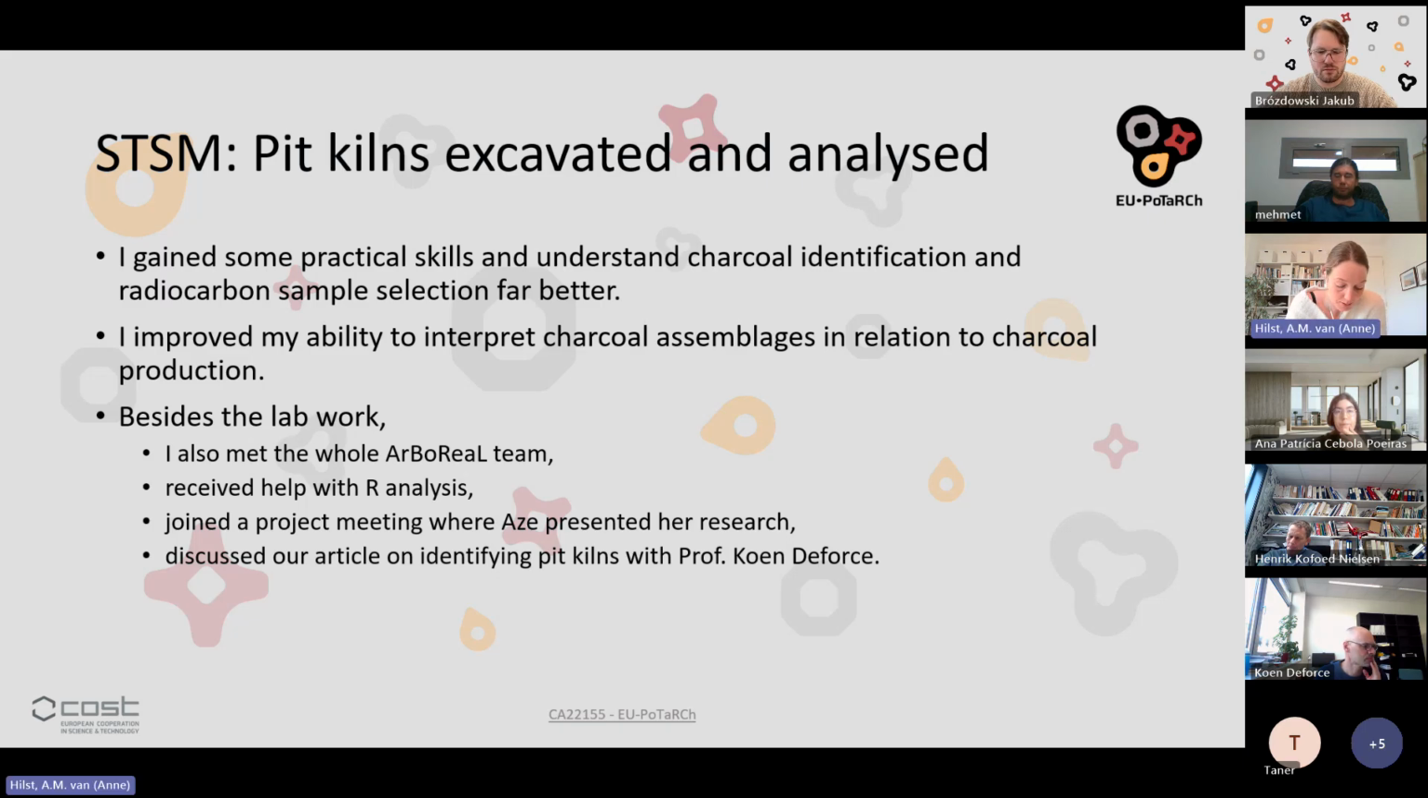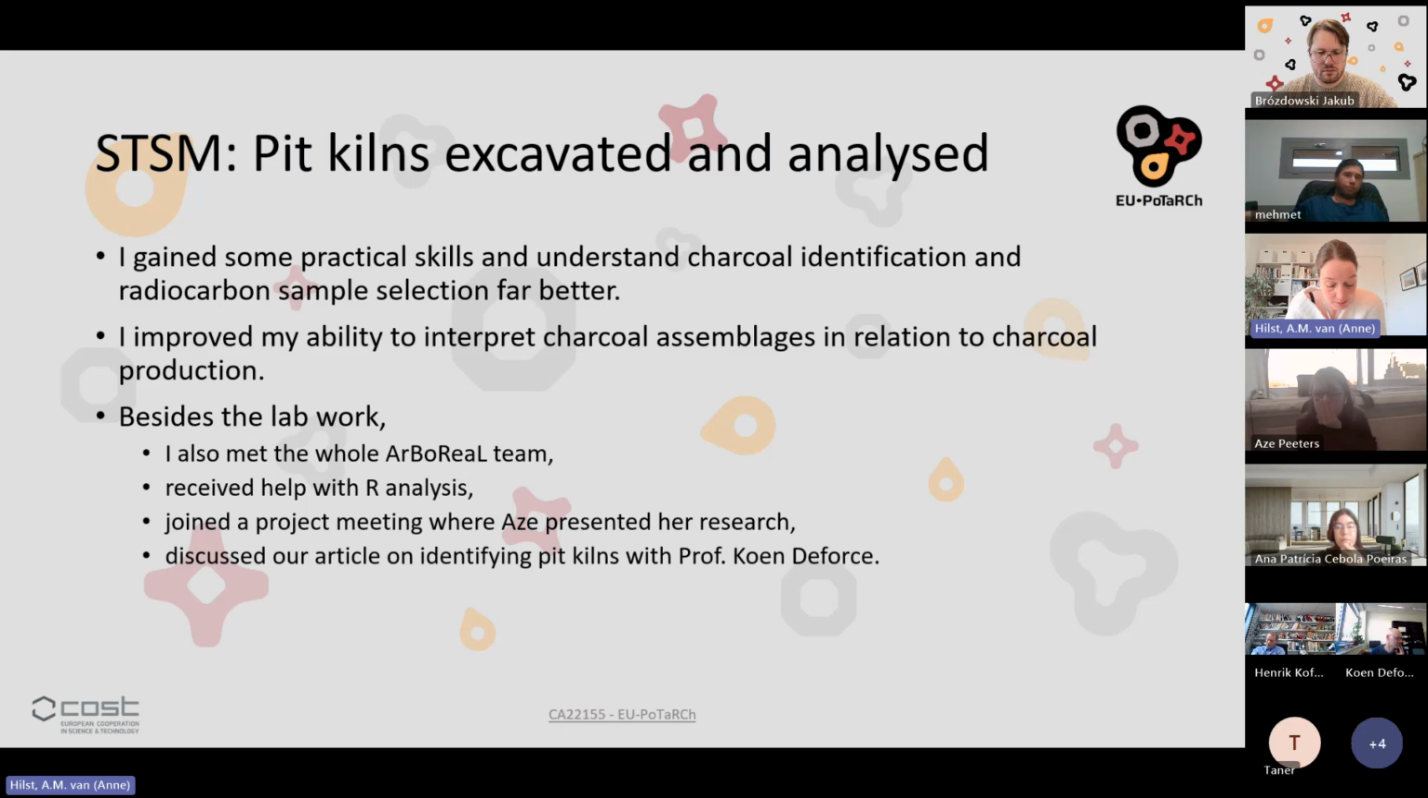So thanks to this short-term scientific mission, I gained some practical skills and now understand charcoal identification and radiocarbon sample selection much better. And I improved my ability to interpret archaeological charcoal assemblages in relation to charcoal production.